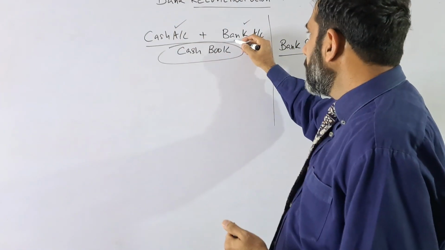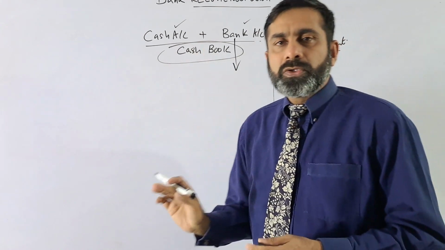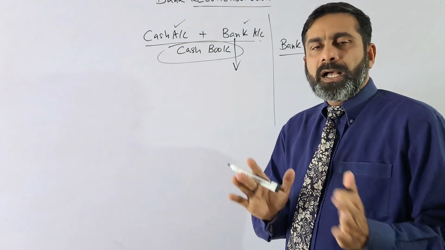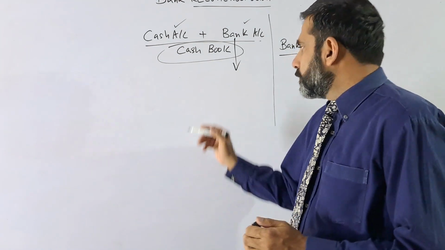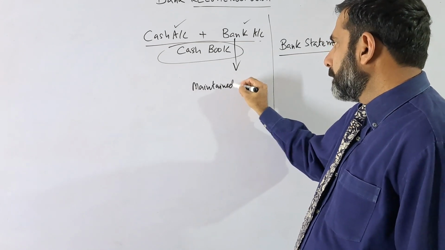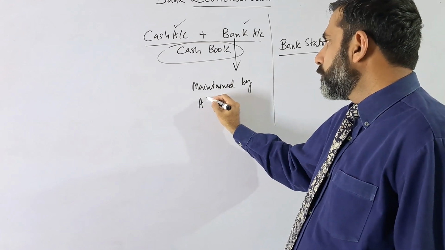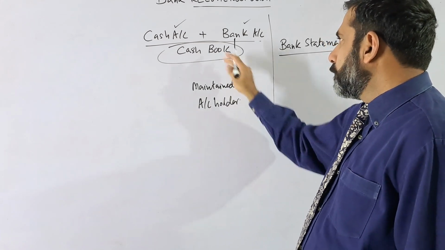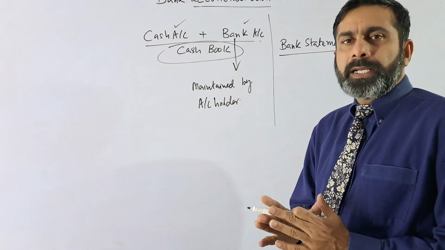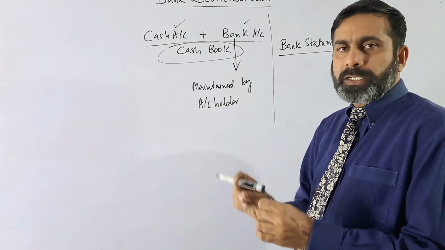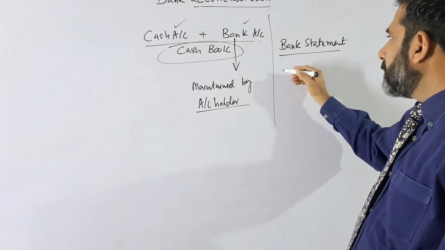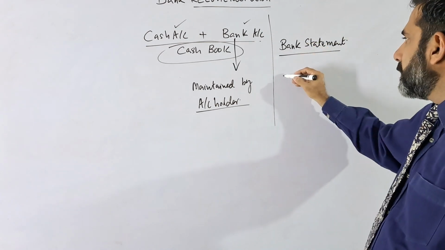And then we have the bank account in the cash book, where you are recording all the transactions, all the debits, all the credits, all receipts, all payments. This is maintained by the account holder. Who is preparing the cash book? The account holder is preparing the cash book, writing all the debits, all the credits, meaning all the receipts, all the payments, the opening balance, the closing balance. All these things are recorded by the account holder. And who is maintaining the bank statement? Obviously, the bank.